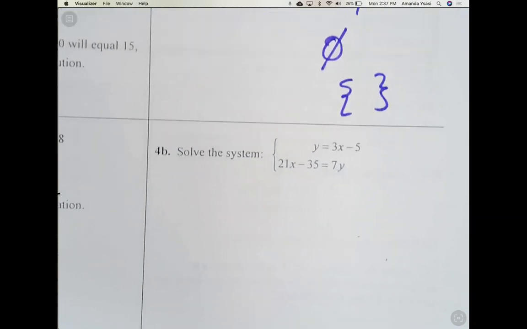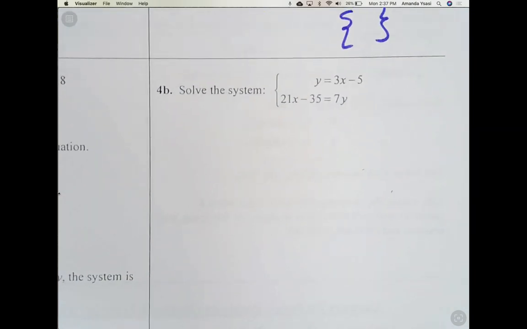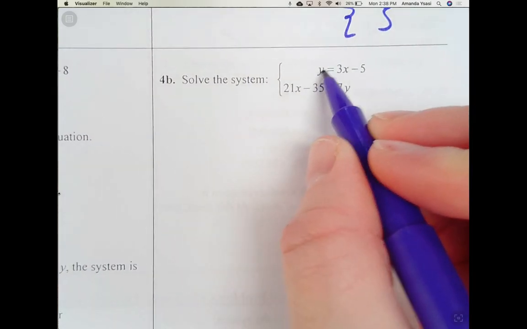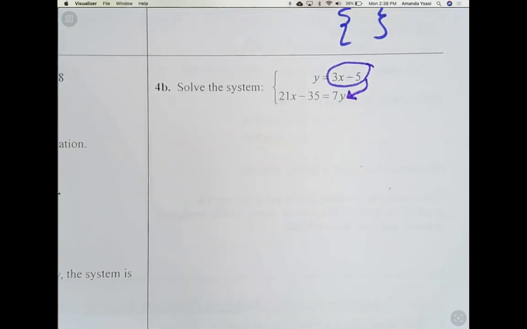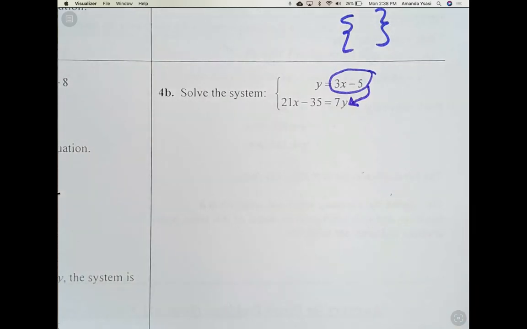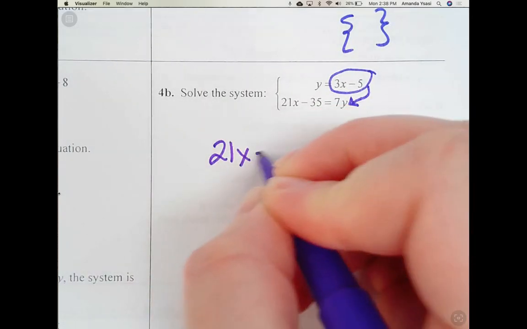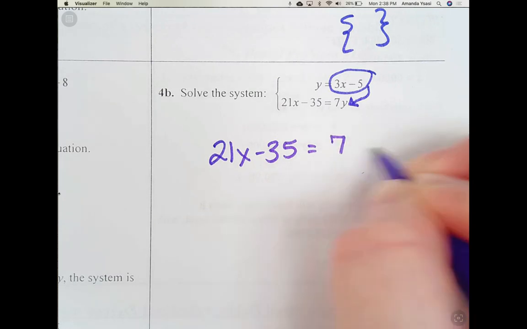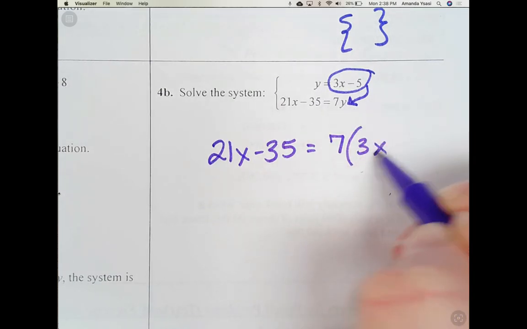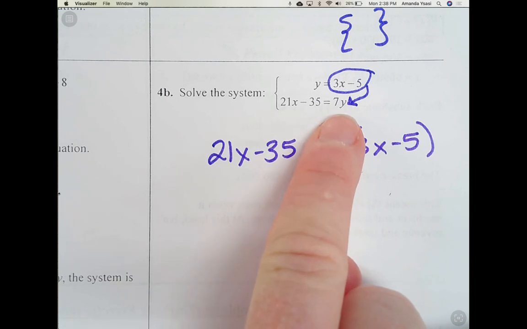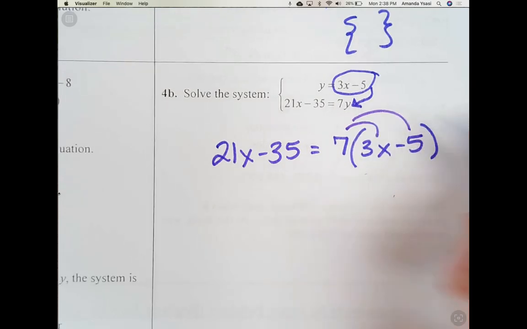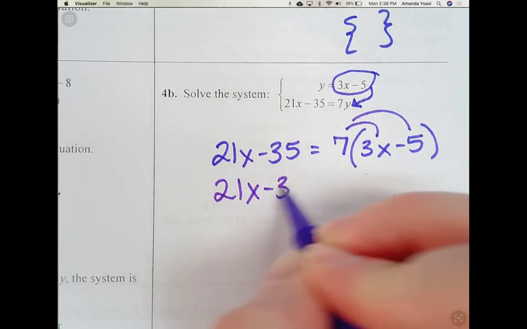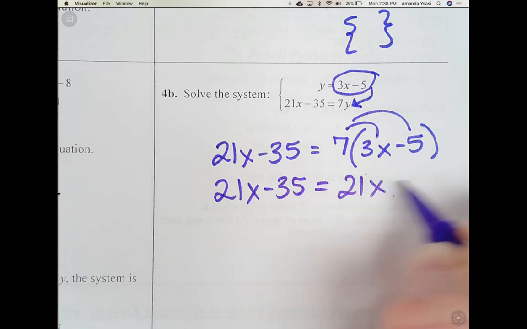For B, we have y equals 3x minus 5, and then 21x minus 35 equals 7y. We have this already solved for y, so we're going to input this in for y. That'd be the easiest method. So this again is substitution. So 21x minus 35 equals 7, and then parentheses 3x minus 5, because I'm inputting that y right here. So that would be distribution, 21x minus 35 equals 21x minus 35.